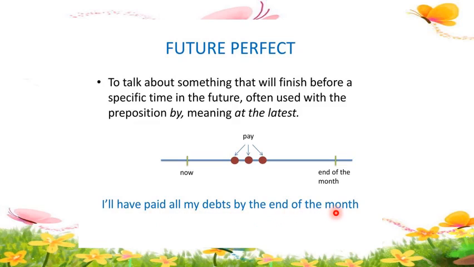Now here you can see the bar is showing the use of future tense. Now the person is talking and he will pay at the end of the month. So it is a future action.